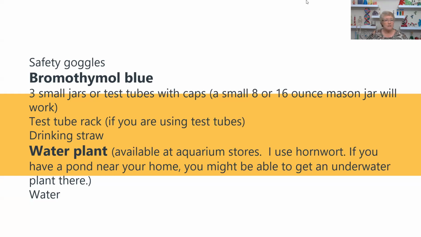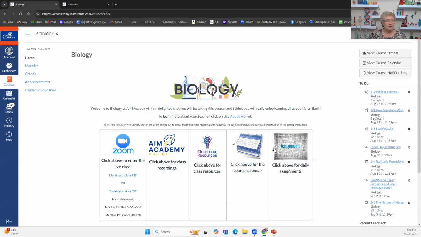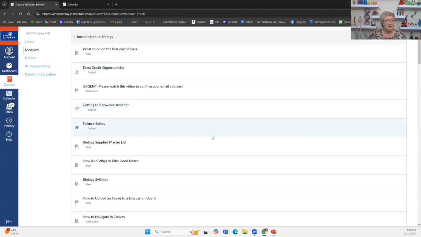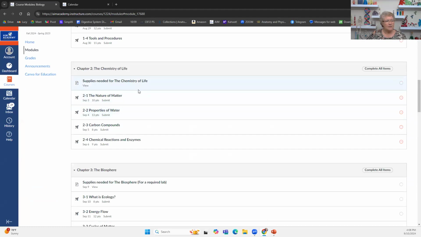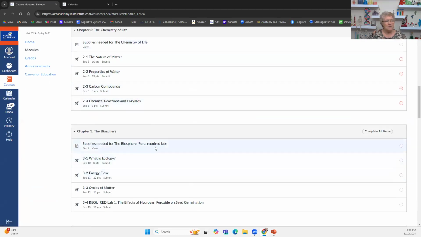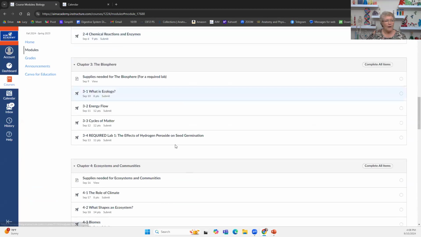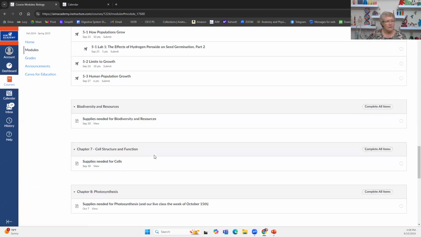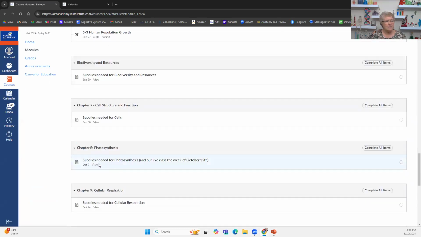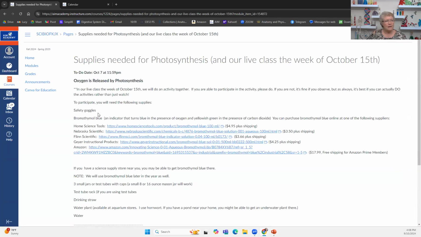Now, if you go to the supplies list, there will be some instructions on different places that you can buy it. So once again, I'll drag this in, and if you go to the assignments page and you look here, assignments needed for the chemistry of life, assignments needed for biosphere, for a required lab. This one right here says, supplies needed for photosynthesis and our live class the week of October 15th. So you click on that, and right here it tells you the places you can buy bromothymol blue.